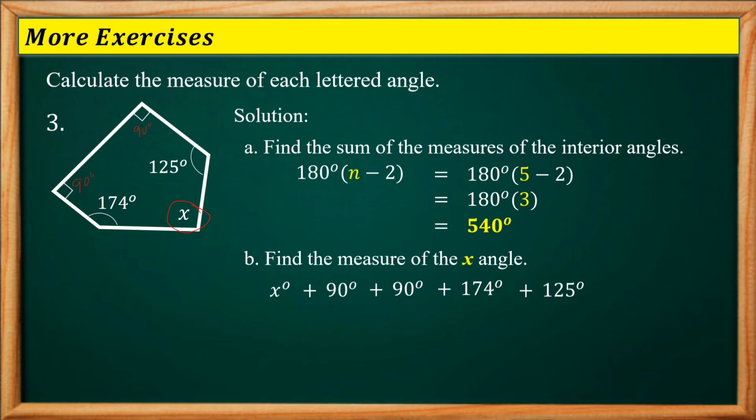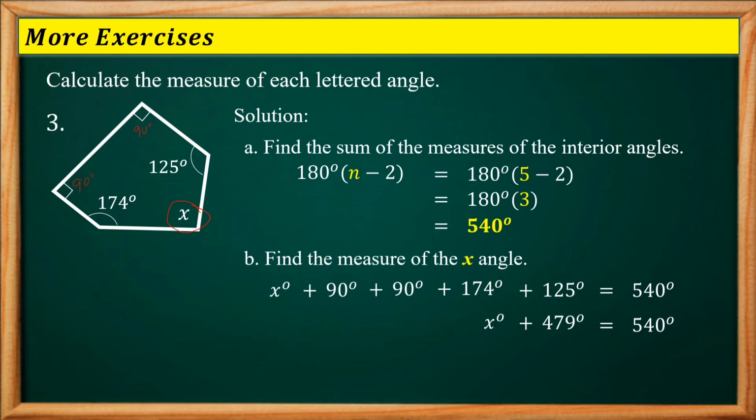We have 5 angles. Then the sum of these angles is 540 degrees. Okay. Isasum natin yung mga may value. Therefore, 90 plus 90 plus 174 plus 125. Then you will have 479 is equal to 540 degrees.